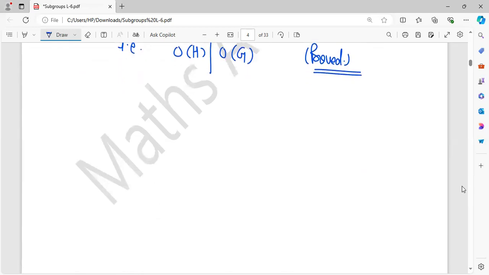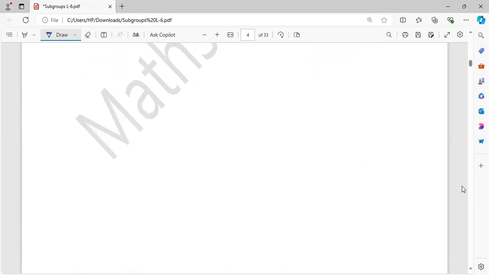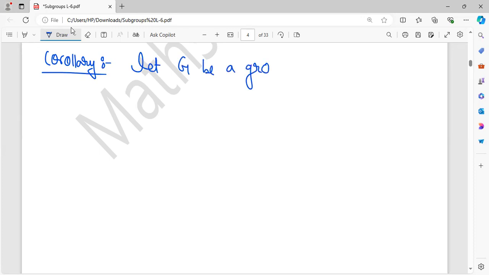Now we will write the corollary of Lagrange's theorem. Corollary: let G be a group, and let G be a finite group.